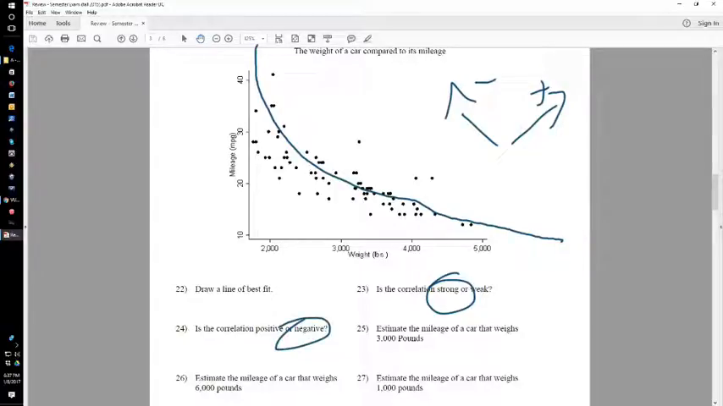Estimate the mileage of a car that weighs 3,000 pounds. Well, if I go over here to 3,000 pounds and go up, and then go over to the mileage, I get about 20 miles to the gallon. So I know that's not perfect. You might say it's more like 22 or 19, whatever.